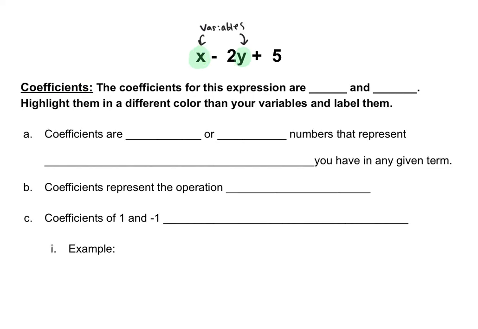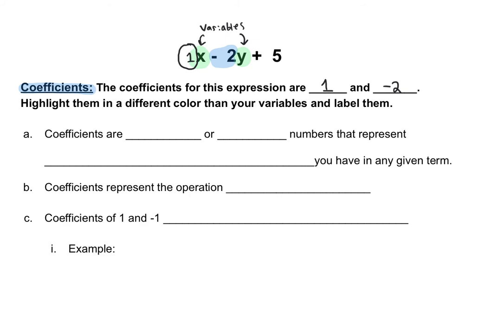So now let's get back to this word coefficient. The coefficients for this expression are 1 and negative 2. And if you go back to that first piece of vocabulary, when we were talking about terms, we talked about this invisible 1, and here's an example. This x has an invisible 1 in front of it. And so we'd say that that is the coefficient 1. I want you to go ahead and in your notes, highlight them a different color from your variables. So I'm going to include the negative in that.